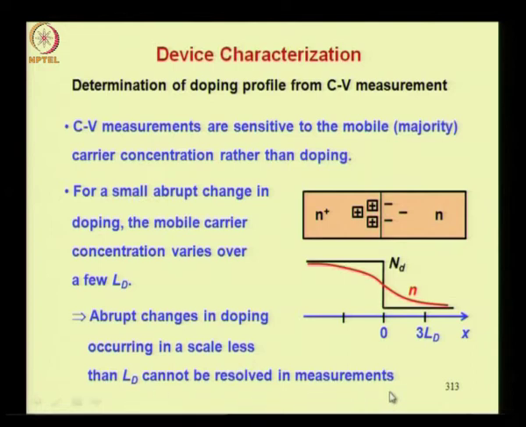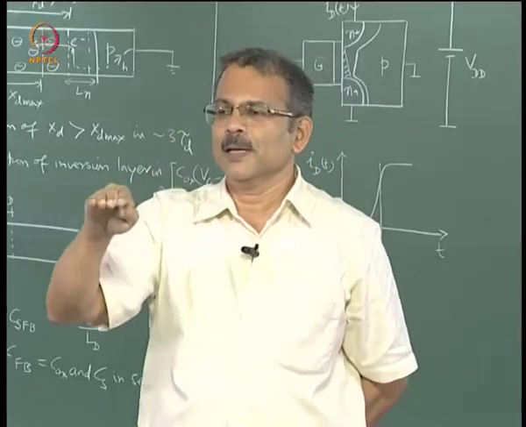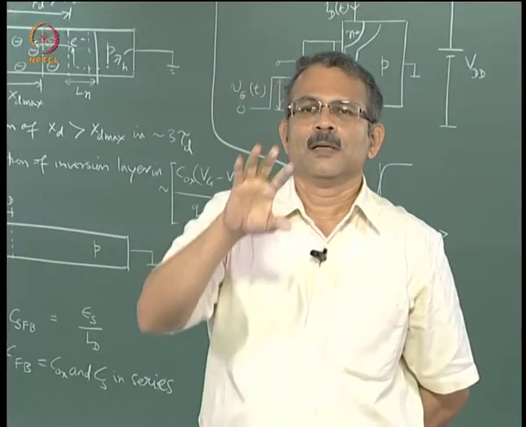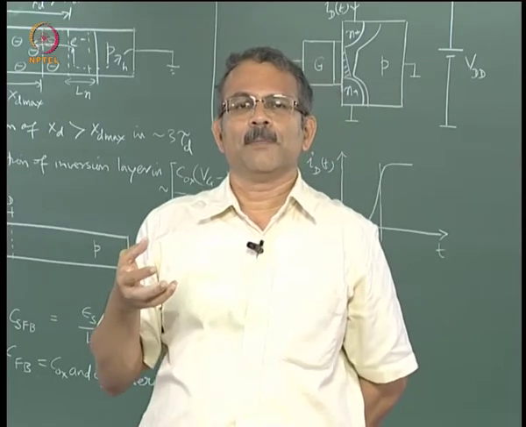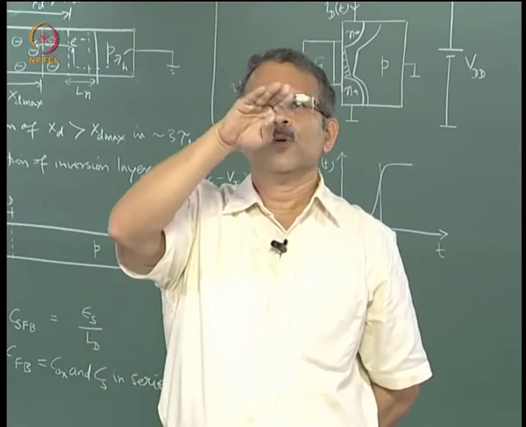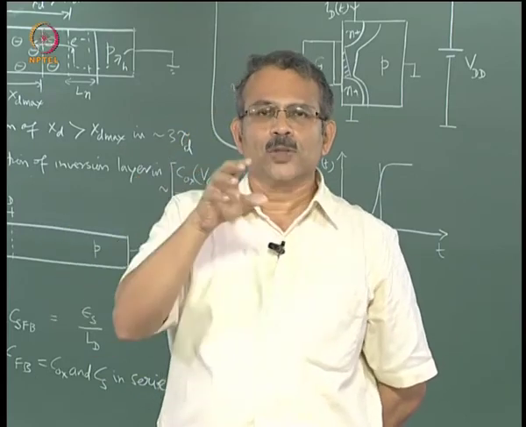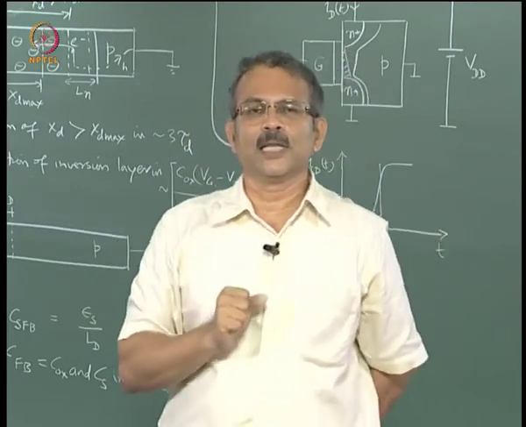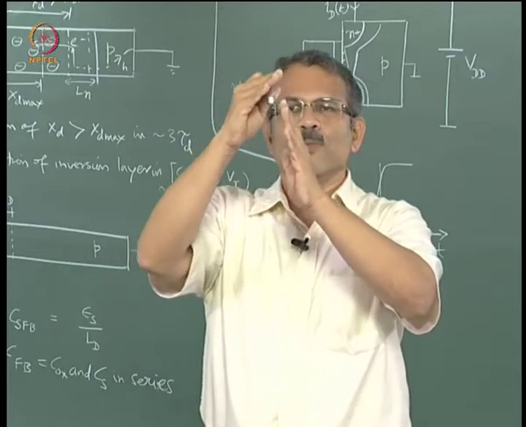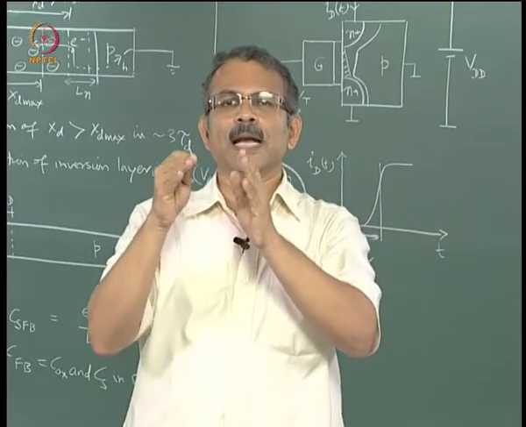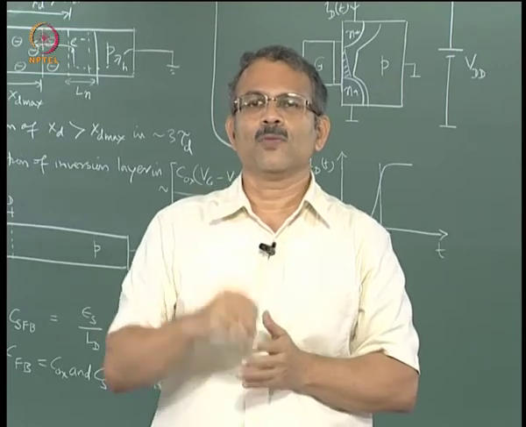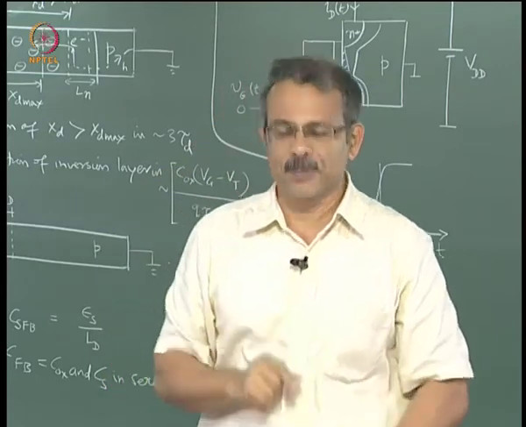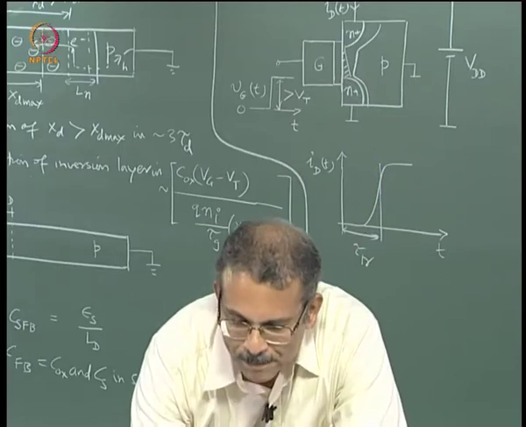So if you have a doping profile, let us say which changes abruptly like this step-like profile, you cannot get the steps out from a CV measurement data. So you will get a more smooth variation. So what the characteristic length Debye length tells you is that the doping variation should not be very rapid over a scale of LD. So that it gives you some idea of what kind of doping variations can be captured.